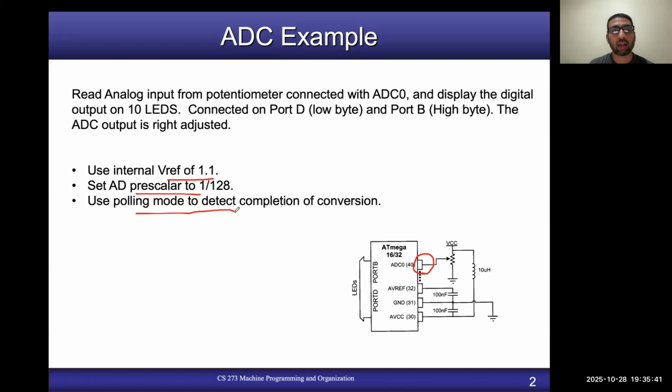And the other option is that you don't monitor the ADIF flag, you enable the interrupts and you write an interrupt service routine. So whenever the conversion is completed, an interrupt is raised, and your interrupt service routine is executed, which you have already written and put in the memory. But we didn't have a look at how to do that because we have not covered interrupts, so we want to just confine ourselves to the polling mode.